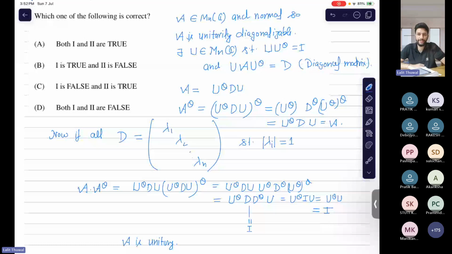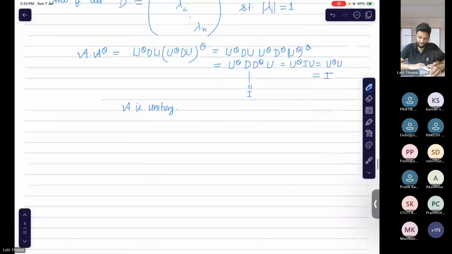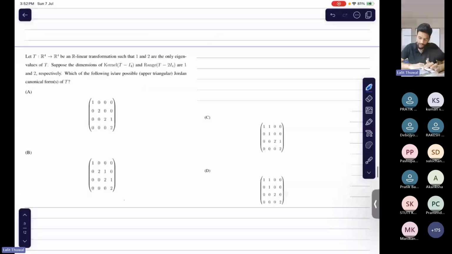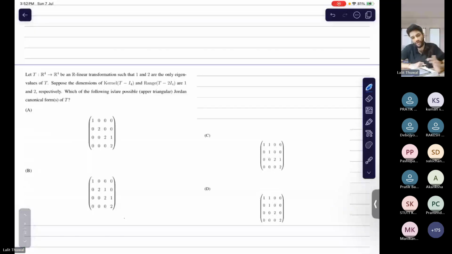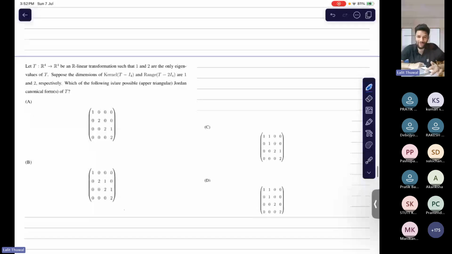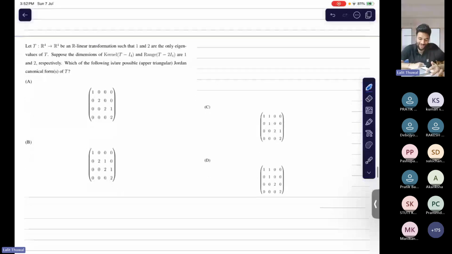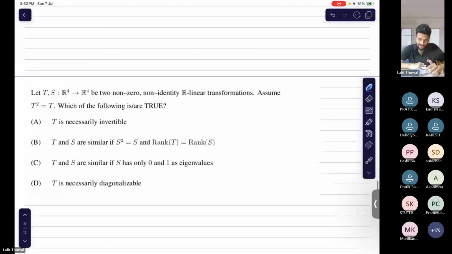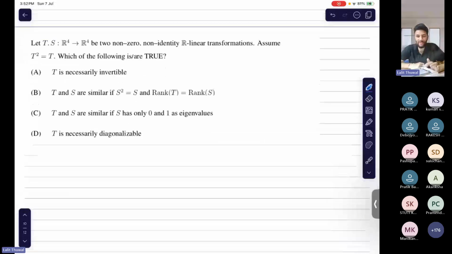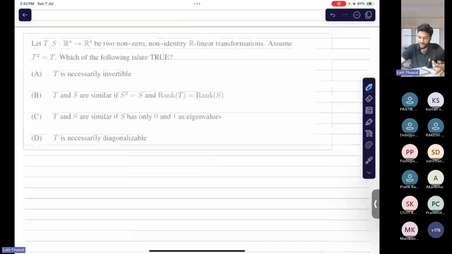No questions, right? Okay. So now I have two questions, both from Jordan canonical form. I think I have time to solve one question. So which one should I solve? You can choose. The first one is this, which is also from the GATE exam, and the second one is this. Okay, let me solve the second one. So read about it.